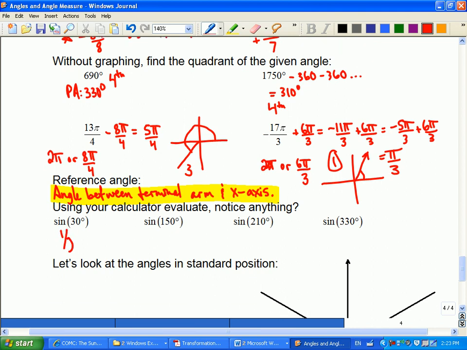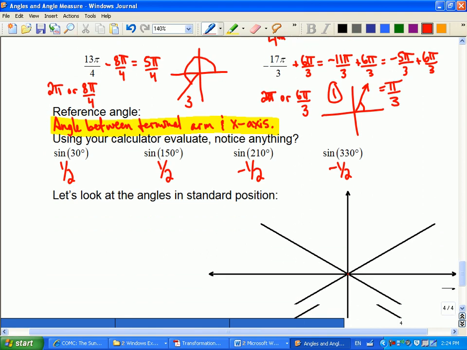So what about the sine of 150 degrees? 1/2. Okay, what about 210? Oh, it's not 1/2 this time. It's negative 1/2, yeah. And then if you put in 330 to your calculator. So why are these things coming up with the same value? The only difference is the sign. Well, they all share the same reference angle, and that's what I want to show you how to find.